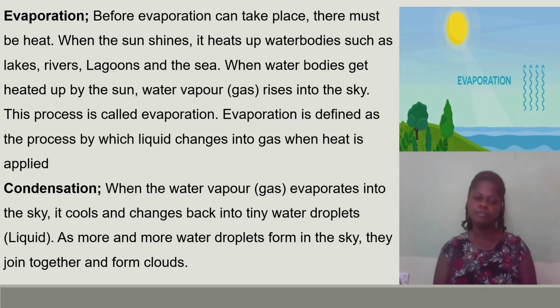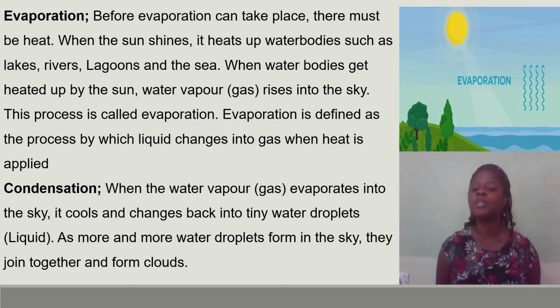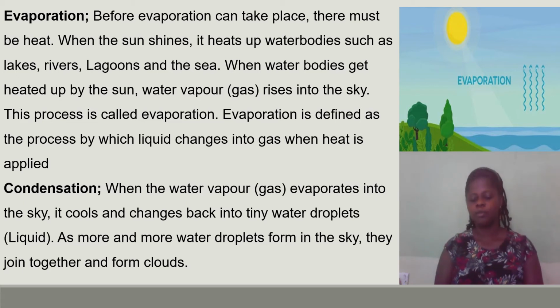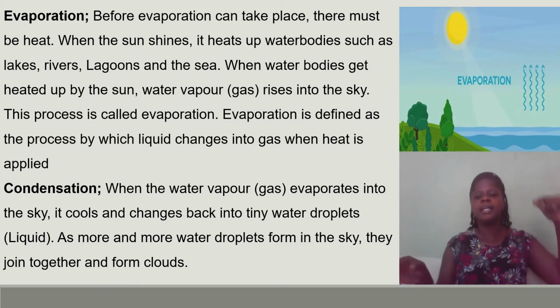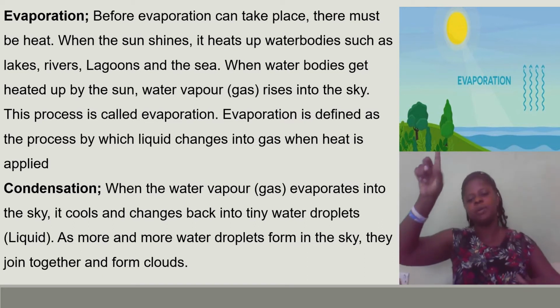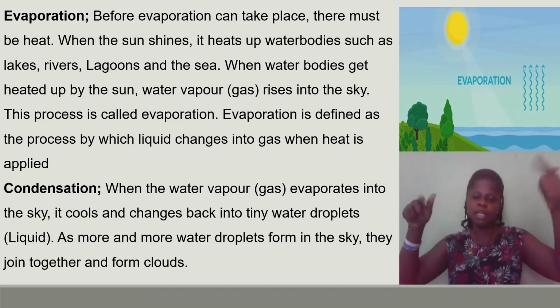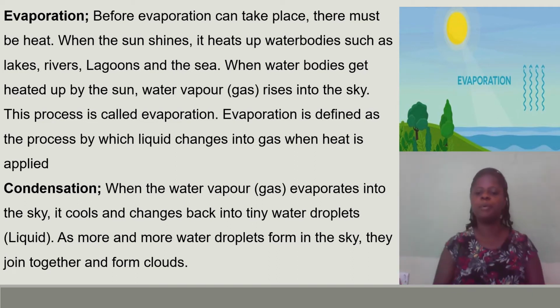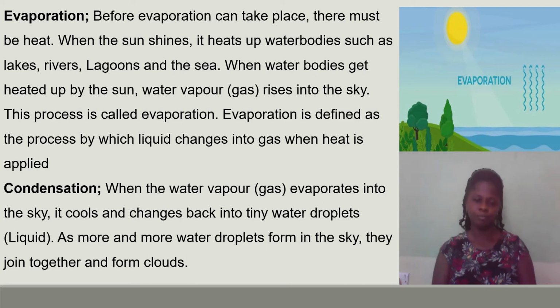So evaporation is defined as the process by which liquid changes into gas when heat is applied. Okay, so if the water is there and there is no application of heat, there isn't going to be evaporation. But once heat is applied, there's going to be evaporation. So when you look at the picture, you see the water body is there, the sun is shining on it, and the water vapor is going up. The sun rays are coming down, and the water vapor is going up. That is basically what evaporation is.